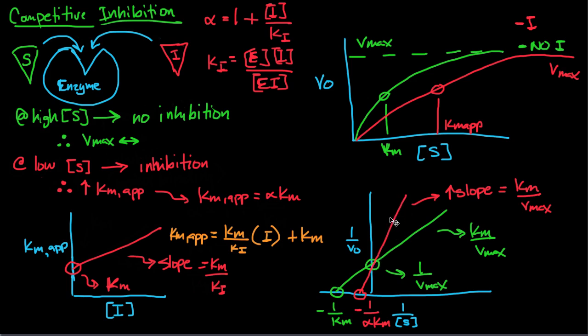Okay. And actually, one thing that I forgot to mention: this isn't Km, this is Km apparent, or alpha Km, whatever notation you want to use.